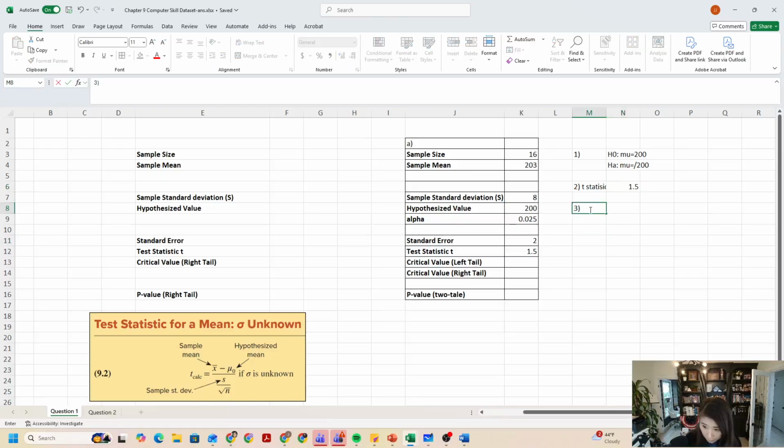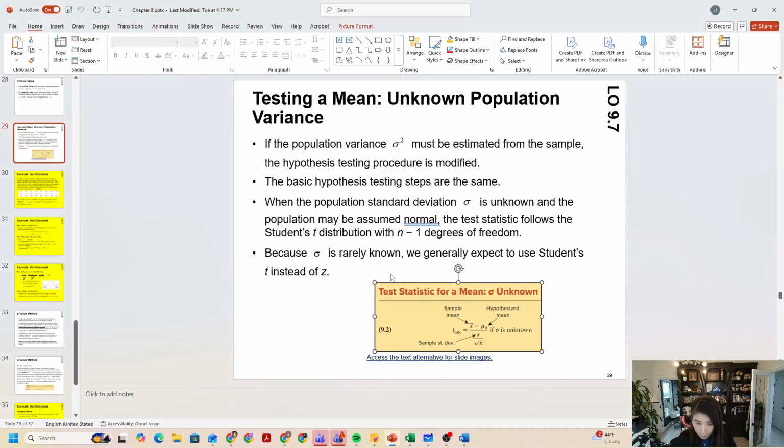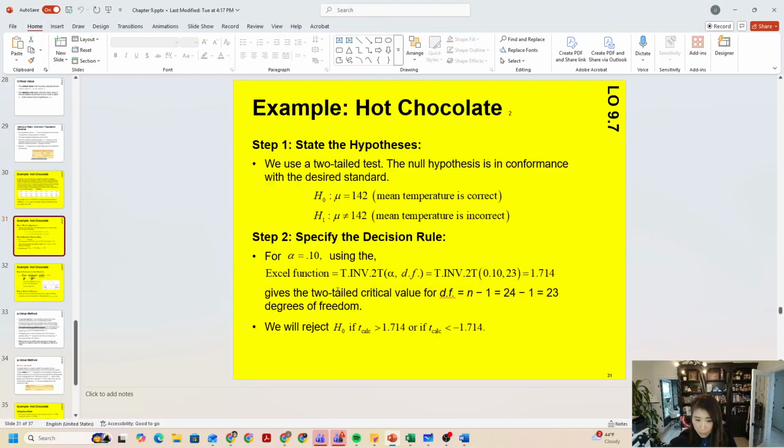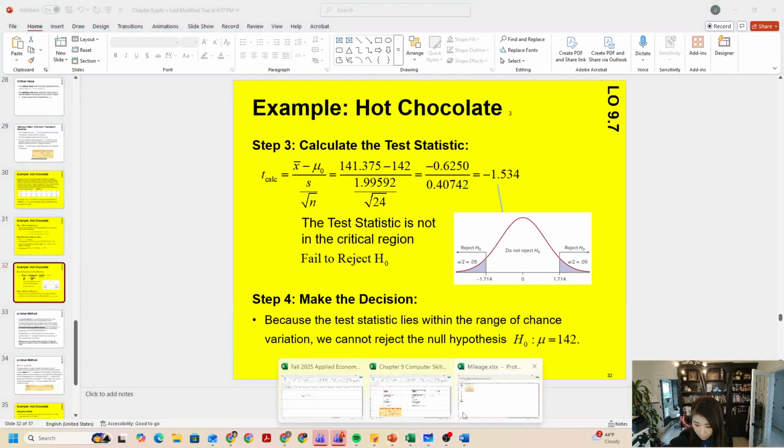Okay, step number 3, critical value. So what is the critical value? If you don't remember, let me pull out my PowerPoint again. When we look at the two-tail t-test, this is another example. We need to look at the two boundaries of the critical value. First of all, we use T.INV.2T to determine the upper bound. We first determine this bound and then adding the negative sign will give us the lower boundary. So we're going to use this formula.